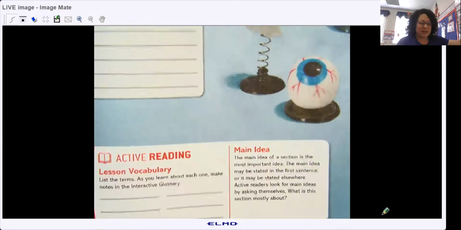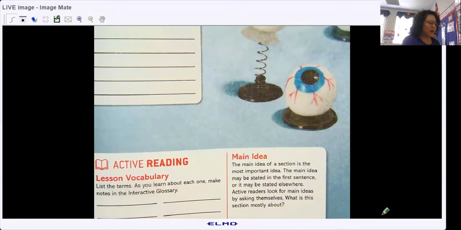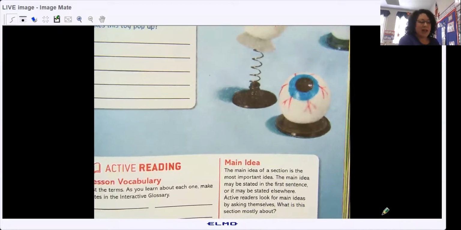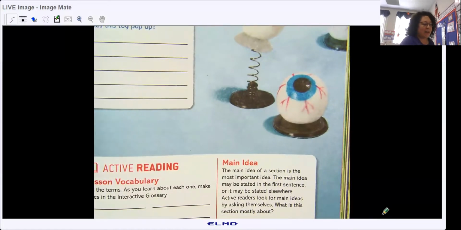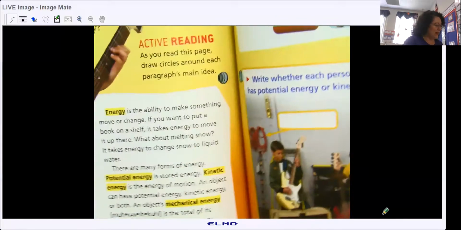And also we're going to be discussing the main idea. See, it's not just in reading, folks. The main idea of a section is the most important idea. The main idea may be stated in the first sentence, or it may be stated somewhere else. Active readers look for main ideas by asking themselves, what is this section mostly about? So that's what we're going to be doing today. We're going to be learning about energy and identifying our main idea. So let's turn the page and we can get started.